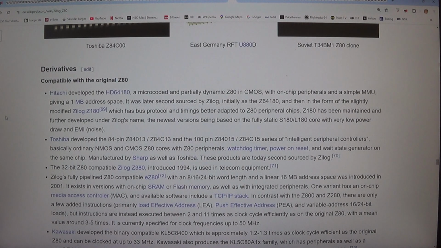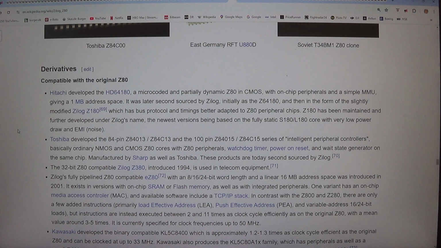Derivatives. Compatible with the original Z80. 1. Hitachi developed the HD64180, a micro-coded and partially dynamic Z80 in CMOS, with on-chip peripherals and a simple MMU, giving a 1 MB address space. It was later second-sourced by Zilog, initially as the Z64180, and then in the form of the slightly modified Zilog Z180, which has bus protocol and timings better adapted to Z80 peripheral chips.